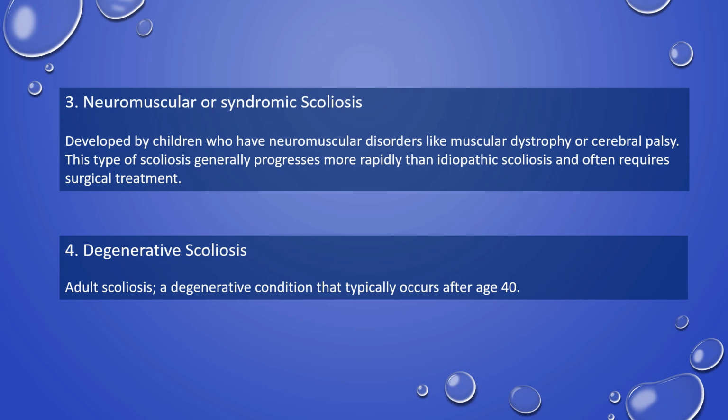Neuromuscular or syndromic scoliosis, developed by children who have neuromuscular disorders like muscular dystrophy or cerebral palsy. This type of scoliosis generally progresses more rapidly than idiopathic scoliosis and often requires surgical treatment. Degenerative scoliosis. Adult scoliosis, a degenerative condition that typically occurs after age 40.